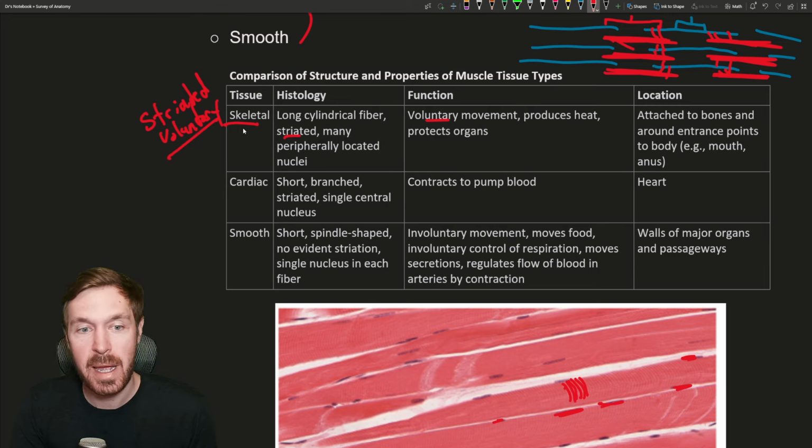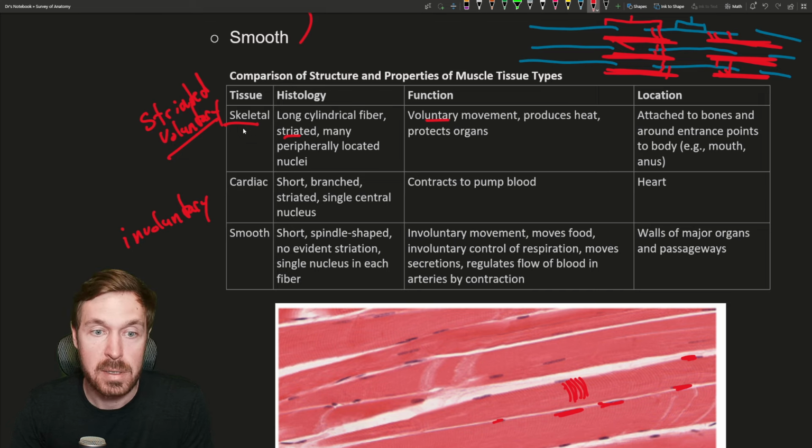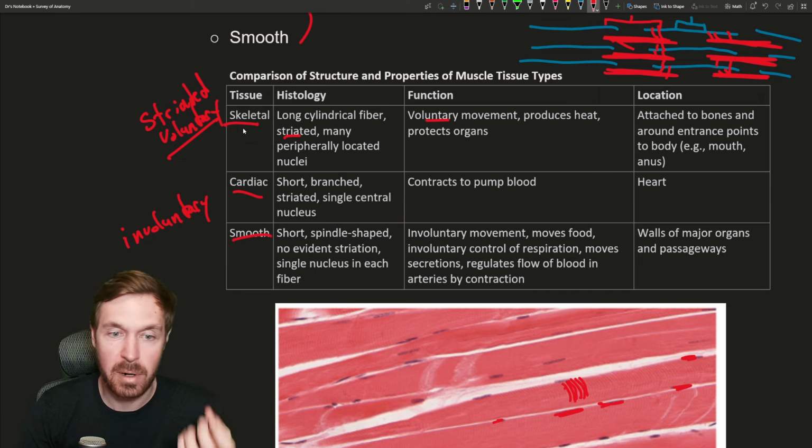Whereas we look at cardiac and smooth, both of these are involuntary. So you don't choose how fast or how hard they contract. So cardiac, you can't tell your heart rate to be 125 right now. You have to get up and start moving in order for your autonomic nervous system to then change the heart rate. Same thing with your smooth muscle. You can't change your blood pressure by thinking about it. So your smooth muscle and your cardiac muscle are involuntary.